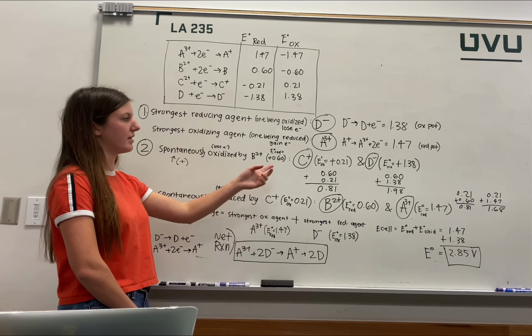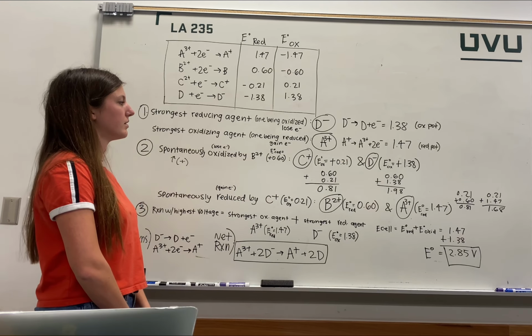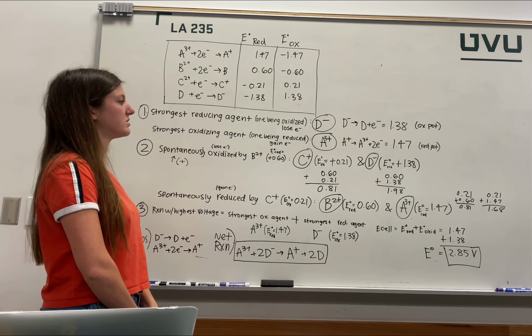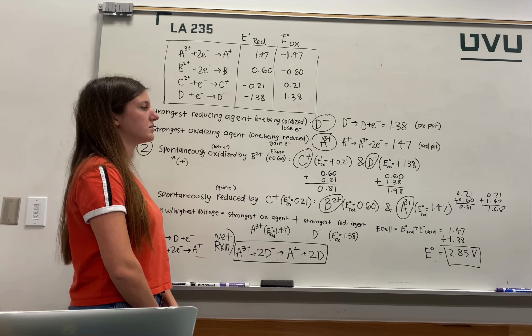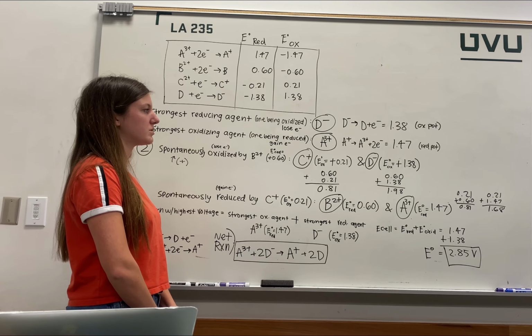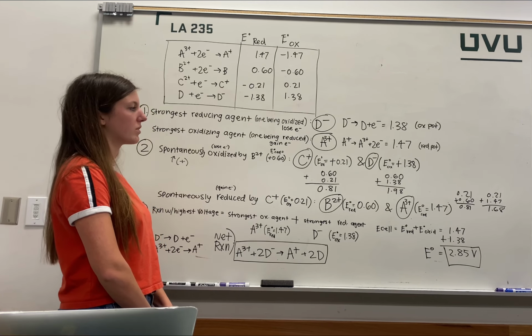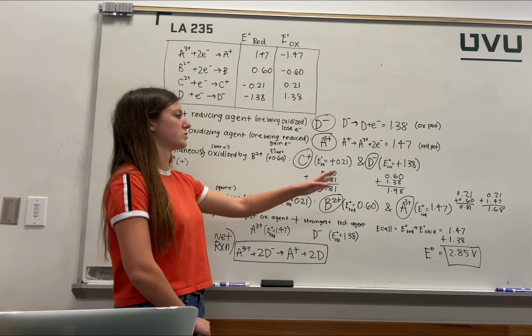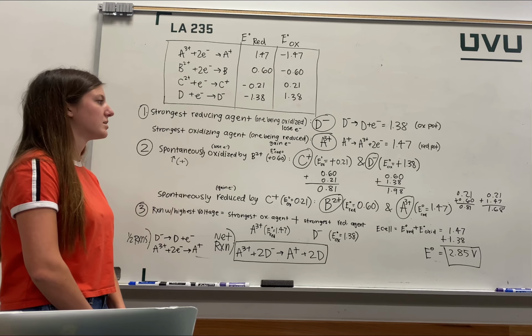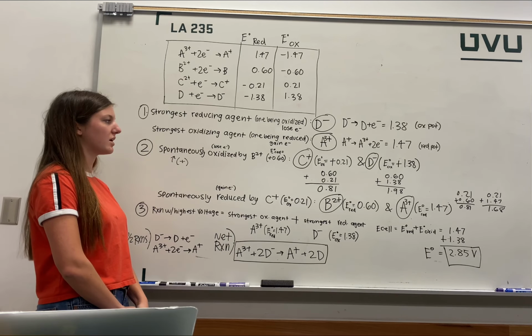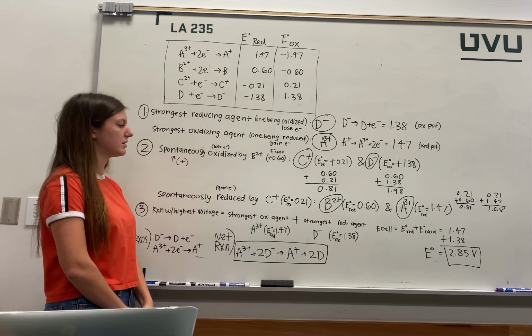So we find that the oxidation potential of C+ is positive 0.21, and the oxidation potential of D- is 0.138. When you add both of those respectively to 0.60, you get positive numbers. So we know that C+ and D- can be spontaneously oxidized by B2+.